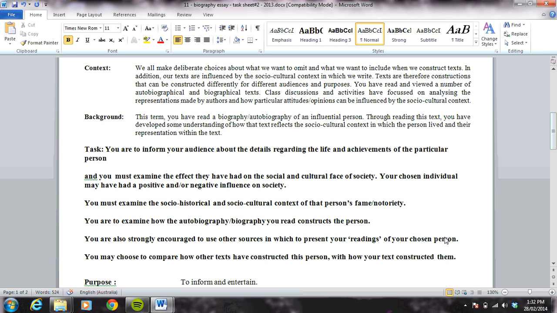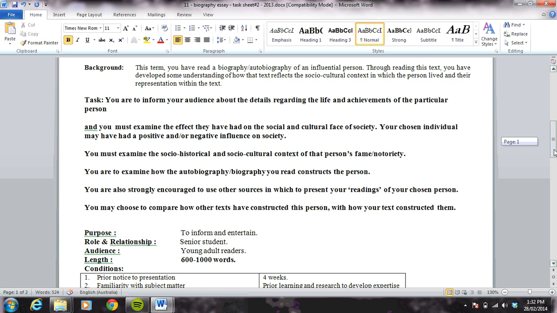The last thing is, you'll notice it says you may choose. It doesn't mean you have to, but you may choose to compare how other texts have constructed that person with how your text constructed them. That's really linked to the one above it, where you're looking at how other texts can structure a person, and you might have time or words to do a little analysis of another text and how it represents them, and then contrast it to yours.